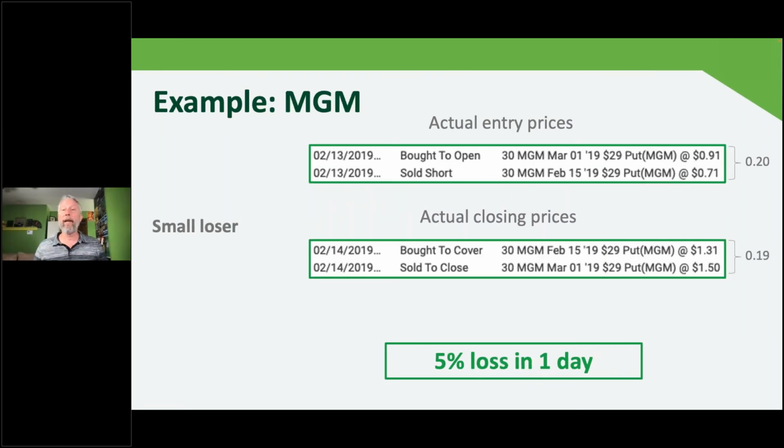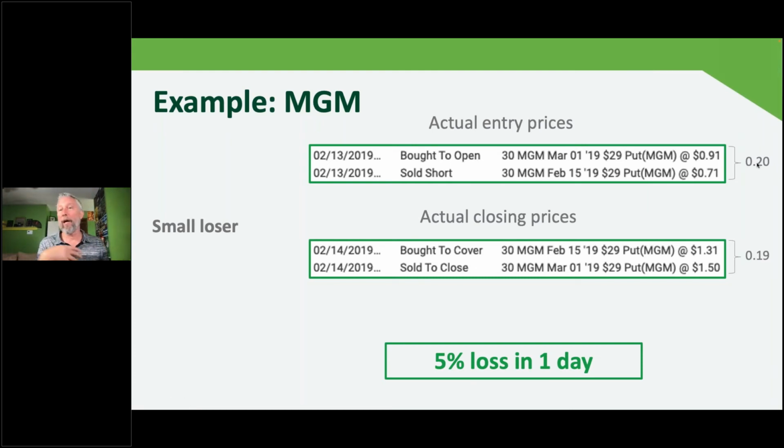No, there will be an occasional losing trade, and I wanted to share what that looks like with you. These are screenshots of my actual trades from my own personal account. The checklist triggered this trade, so I bought the MGM March 1st 29 puts at 91 cents and sold short the February 15th 29 puts at 71 cents. I paid 20 cents. Market closed, earnings comes out.